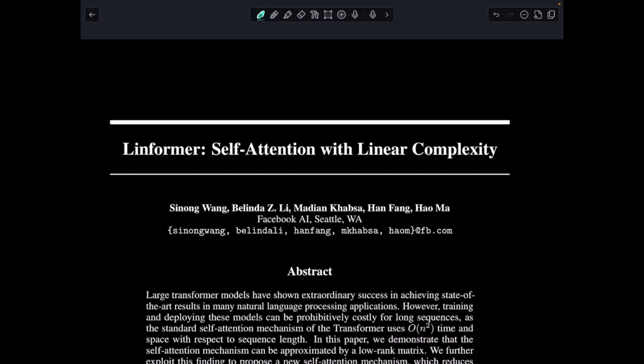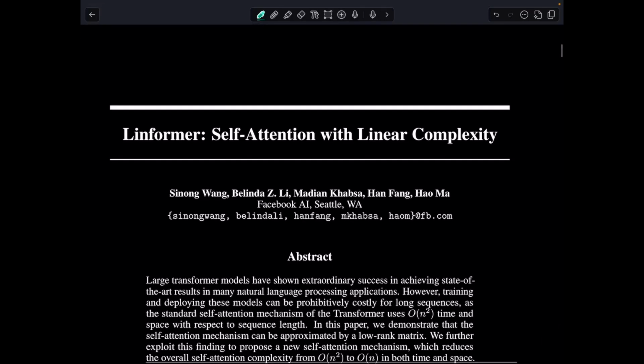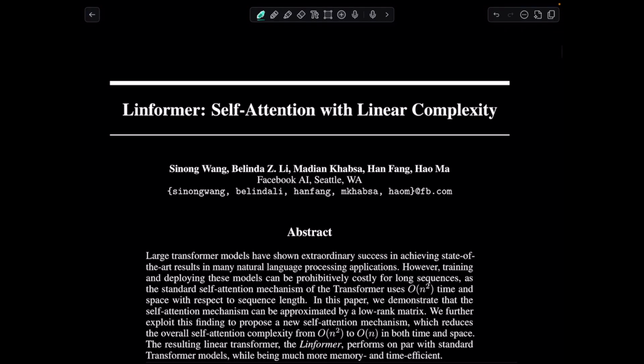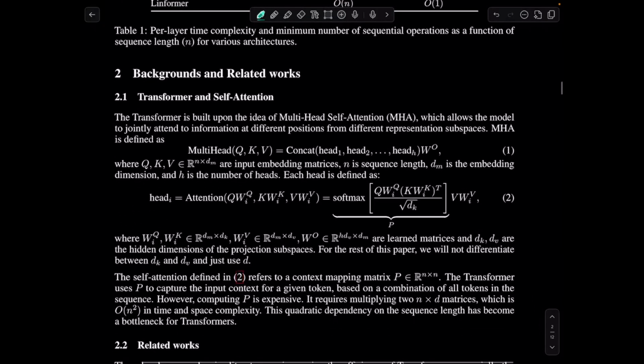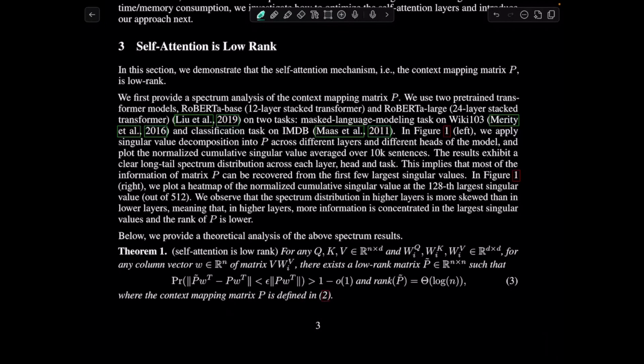Now let's dive into the paper. Linformer is actually from Meta. You can search their code base. I think they have an implementation in PyTorch. So let's start with theorem 1. Linformer starts by claiming that self-attention is low rank. Low rank means that the attention matrix can be represented by a smaller matrix with fewer rows and columns.